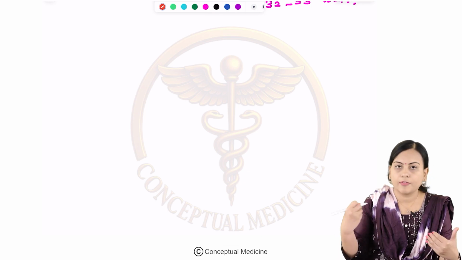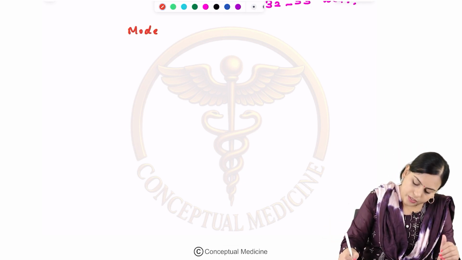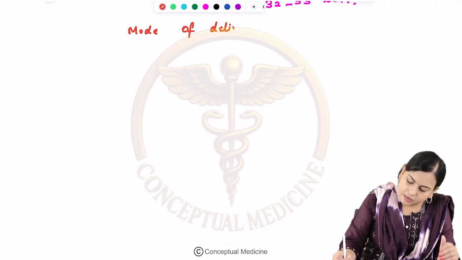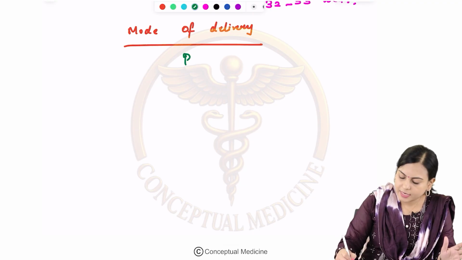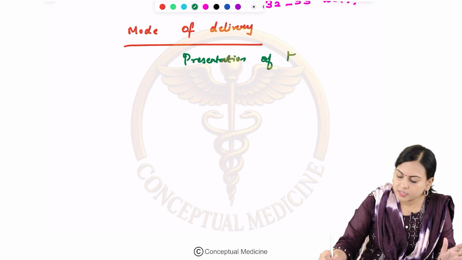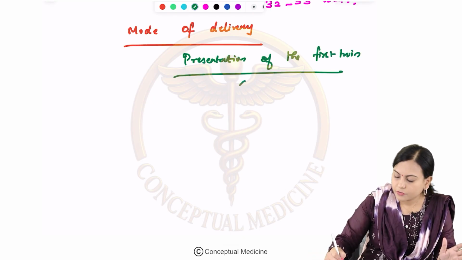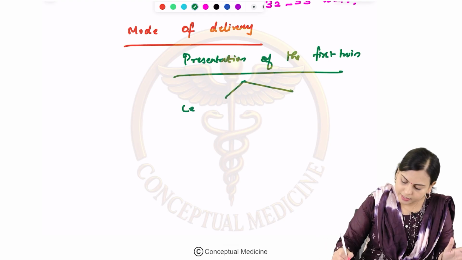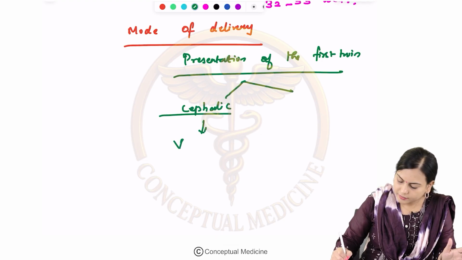Now, how will you decide the mode of delivery? The mode of delivery is mostly defined by the presentation of the first twin. So, if the first twin happens to be in cephalic presentation, you can plan vaginal delivery.